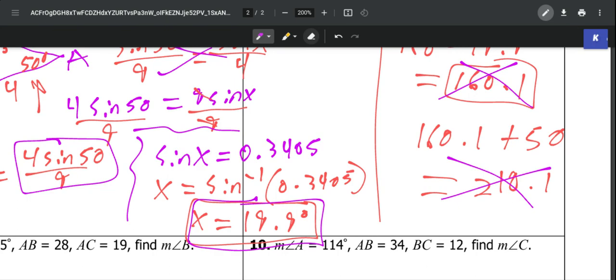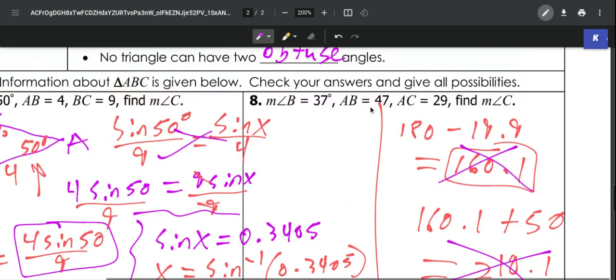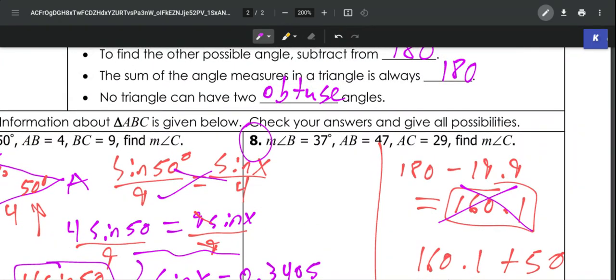All right. I'm going to show you one where it's no solution. That way you can see it. I think on number 8, we're going to work this one in class. In number 8, essentially what happens is you get two answers that actually work. Both angle measures added together are less than 180, so you have two solutions. But I want to show you the no solution just so you can see what it looks like.